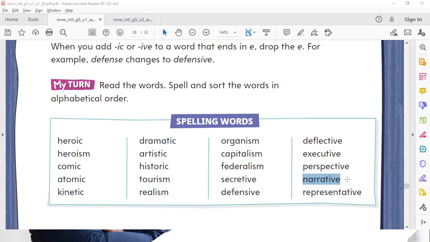Narrative. What does it mean, Abdurrahman? You remember the one who tells the story. What was his name? Narrator, right? The one who reads the story, or who tells the story. But narrative is related to the what? The author writes it. So narrative is related to the stories. The stories, very good.